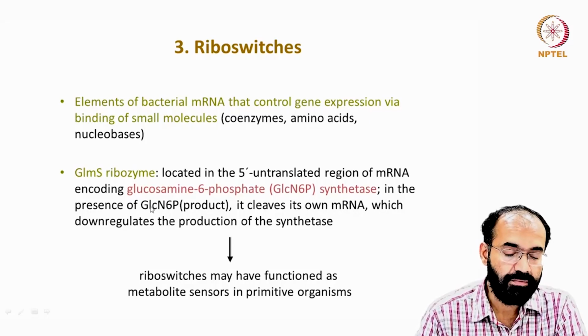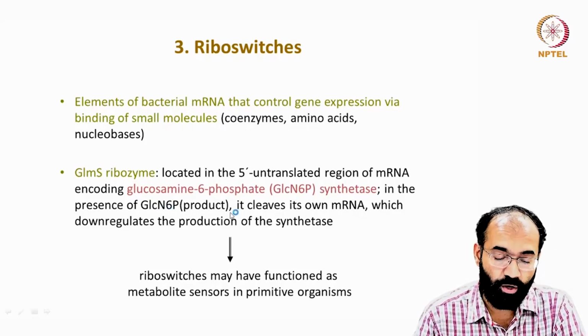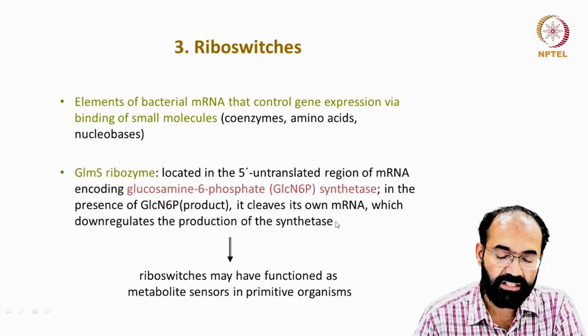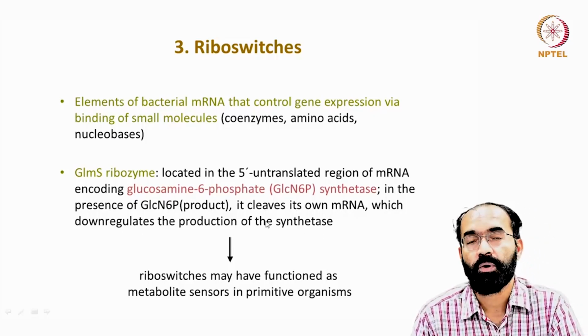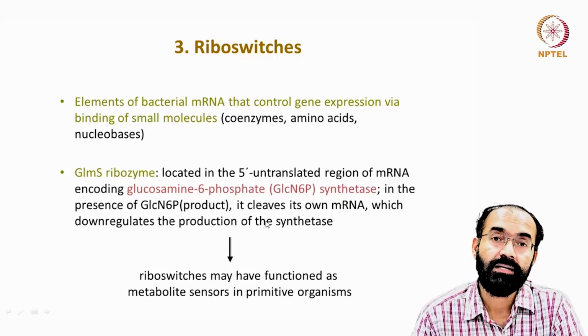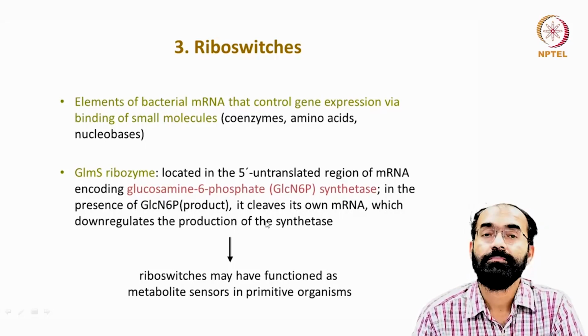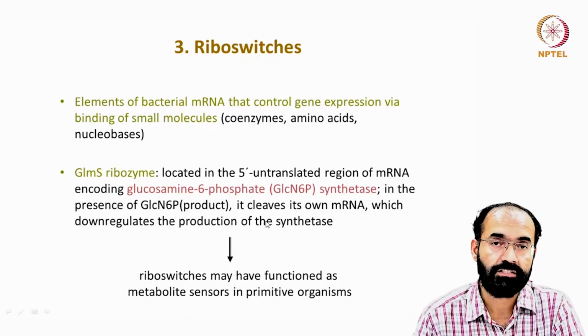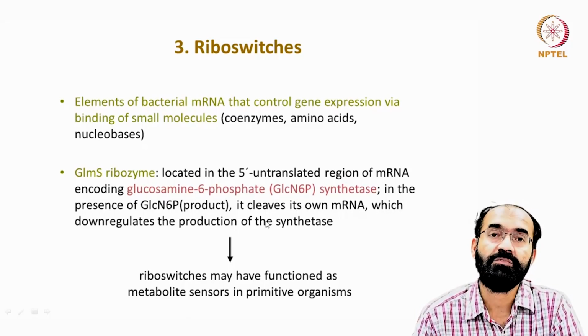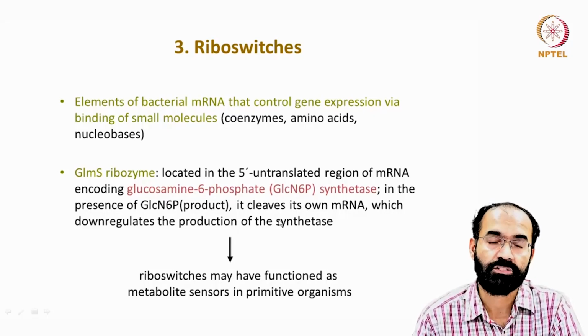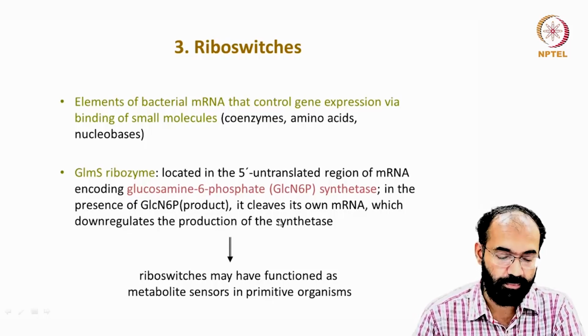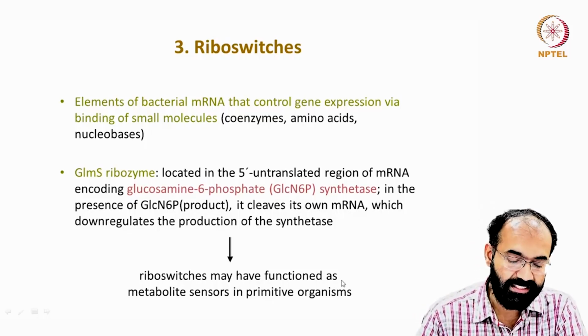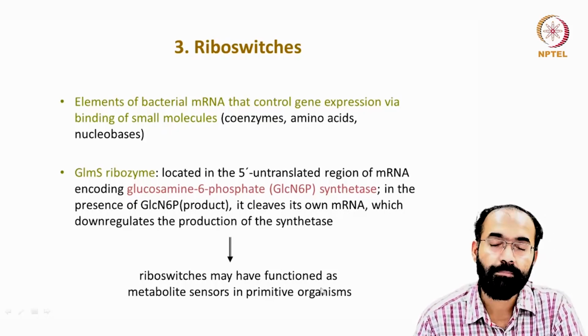In the presence of GLCN6P product, that is the product of this mRNA, it cleaves its own mRNA, which downregulates the production of the synthetase. That means if the product is present, then it will recognize this 5' untranslated region ribozyme sequence. When the product is there, that ribozyme will recognize the product. Once it is recognized, it will cause the degradation of the mRNA so that no more new product is formed. So riboswitches may have functioned as the metabolite sensors in primitive organisms.